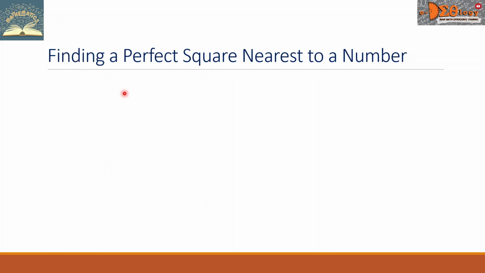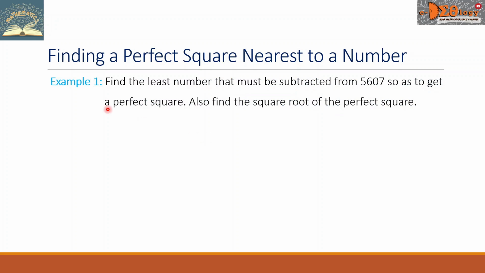Let's discuss finding a perfect square nearest to a number. Let's have some examples. Example 1. Find a least number that must be subtracted from 5,607 so as to get a perfect square. Also, find the square root of the perfect square.